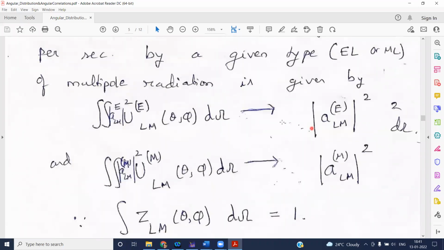So I am telling you the actual total energy radiated, the total number of counts in all directions, is an integral over U_E(LM) theta phi with A_E(LM) mod squared. It gives you the probability of finding a radiation with L value, M value.